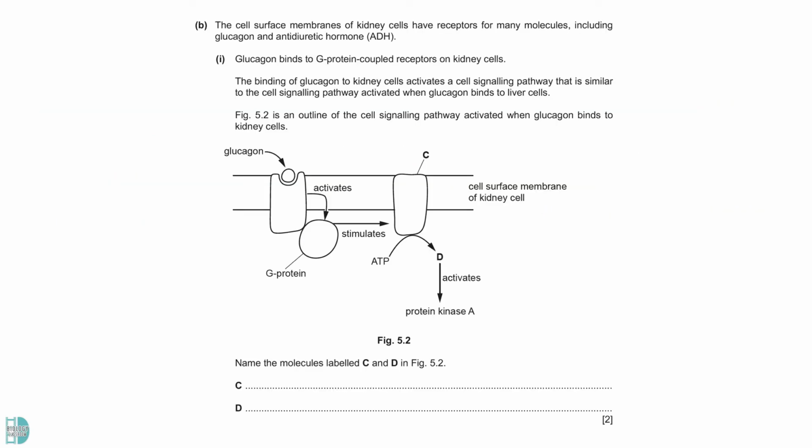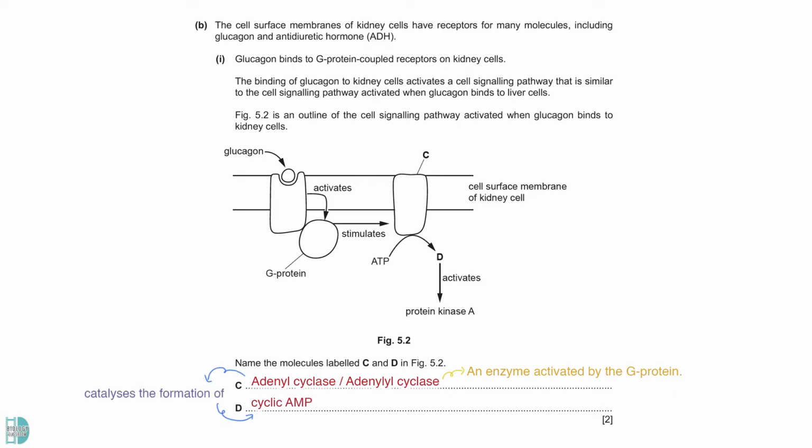In B, we have a figure showing some steps involved in the cell signaling pathway, activated by glucagon. C is an enzyme activated by the G protein. It is adenylyl cyclase. You can also spell it as adenyl cyclase. It catalyzes the formation of the second messenger called cAMP from ATP.